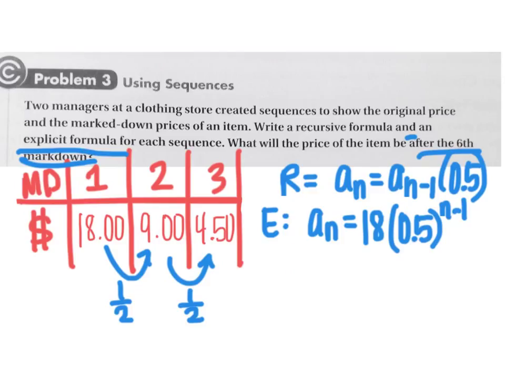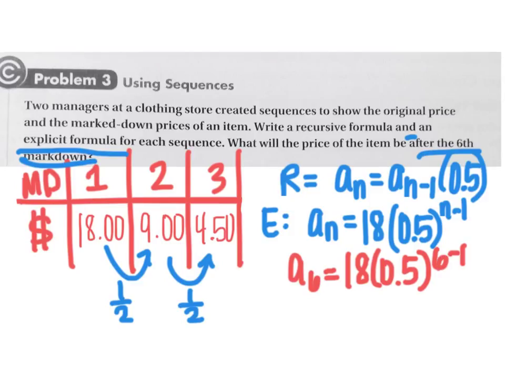Let's see, where's my eraser? There it is. A sub 6 equals 18 times 0.5 to the 6th minus 1. So in your calculator, you are going to put in 0.5. Well, 6 minus 1, everybody knows is 5. So you're going to do 0.5 to the 5th power times 18.